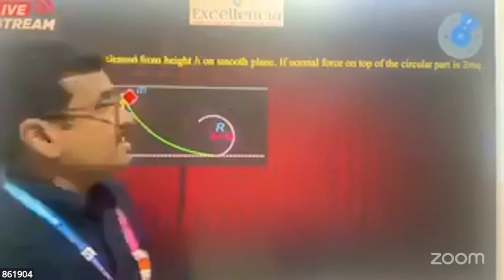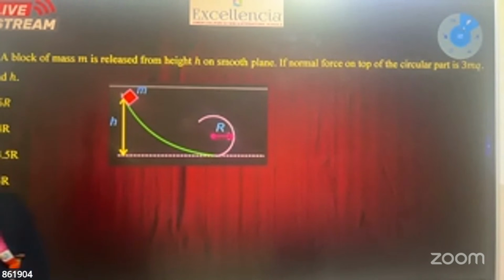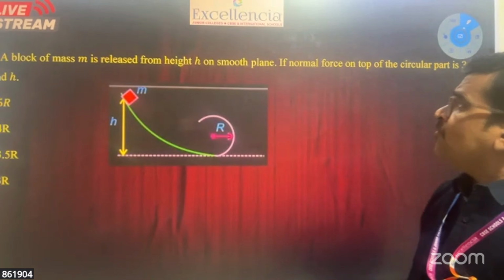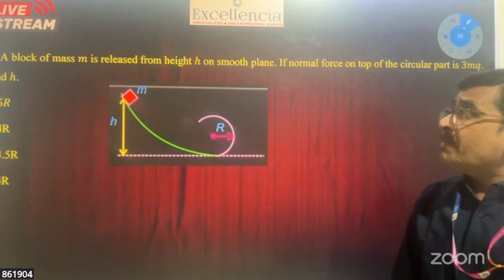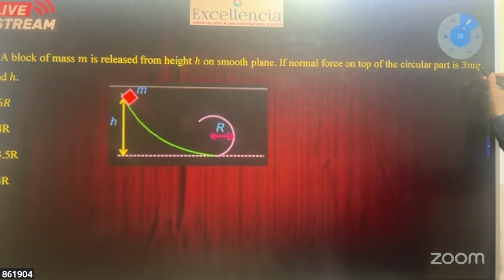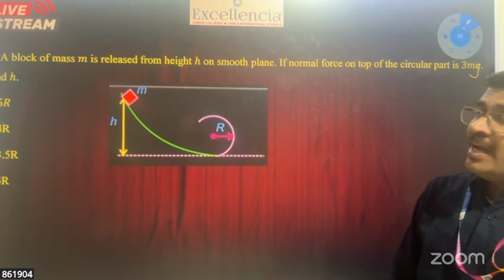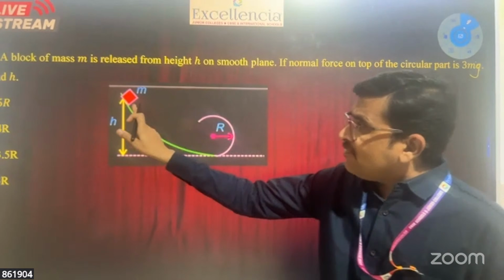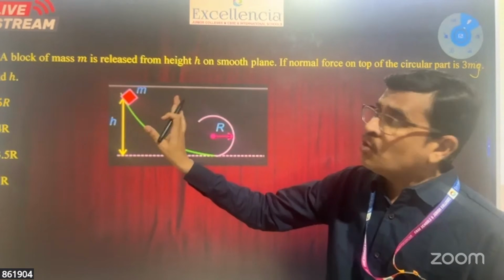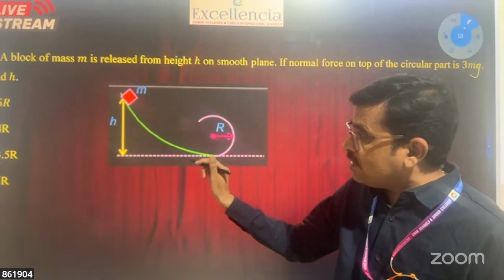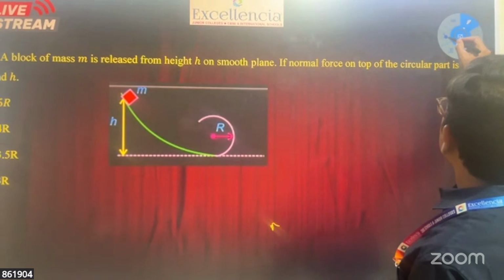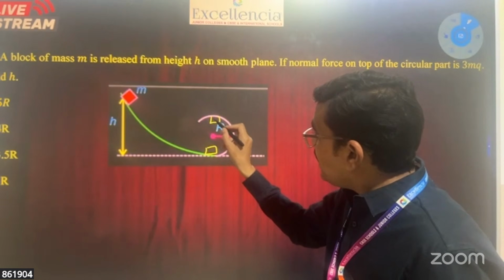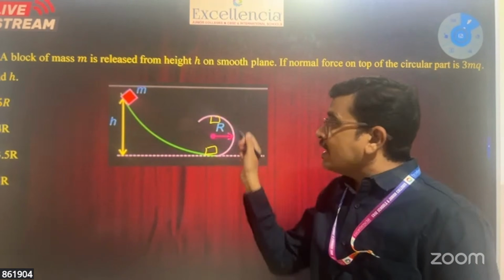And next question is given like this. A block of mass m is released from a height h on a smooth plane. If the normal force on top of the circular part is given as 3 mg, find the value of h. So let us see. It is smooth, there is no friction anywhere. So it has to slide down here, and it has to cross this, such that from here it starts, and it has to reach this circular curve.